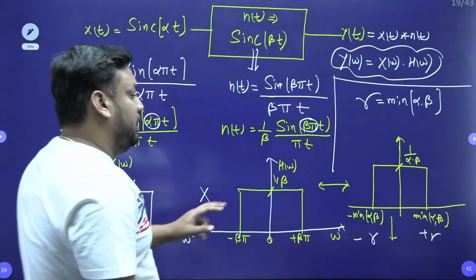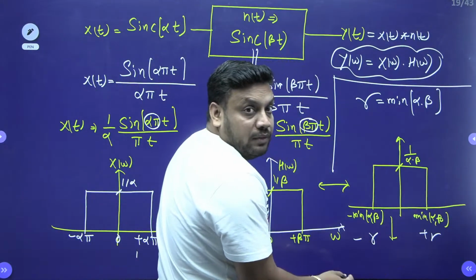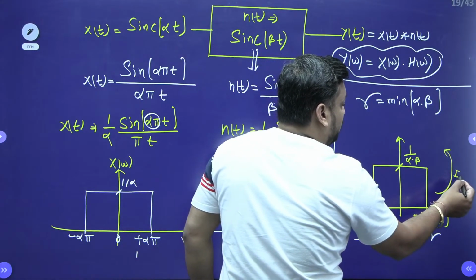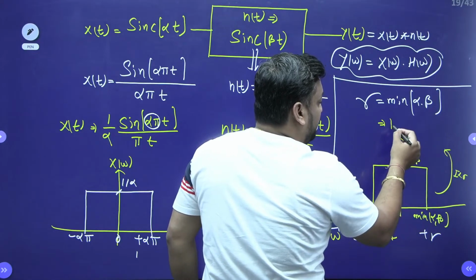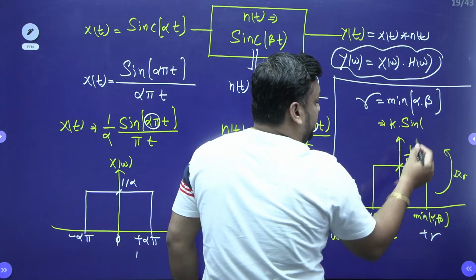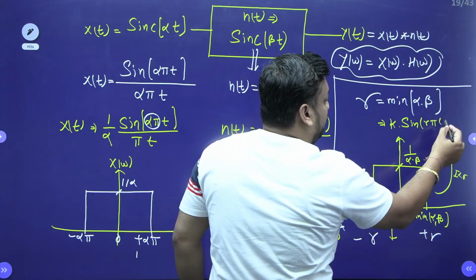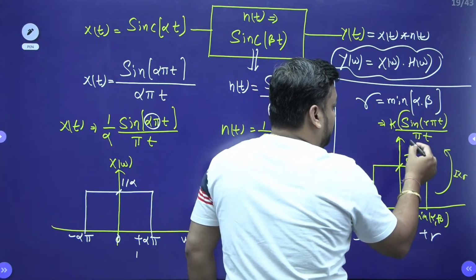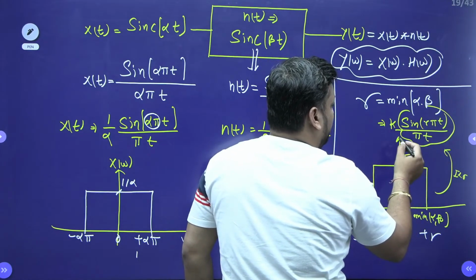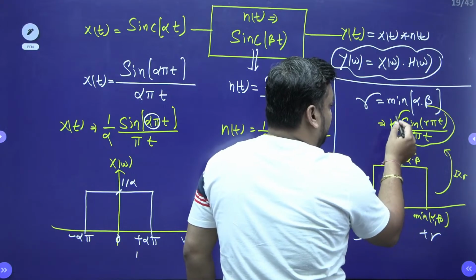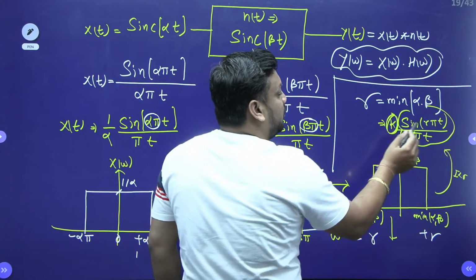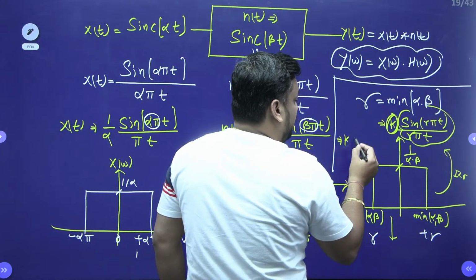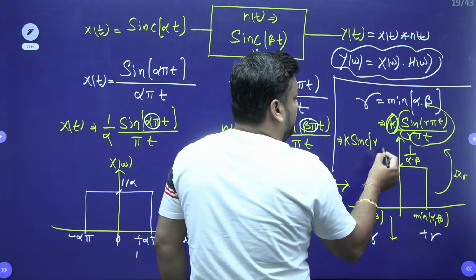Why? Because if I take its inverse Fourier transform, you will actually get k into sine of gamma pi t upon pi t. And if you write this, then you can convert this function into a Sinc function also. If I multiply with gamma, whatever the constant is, it is nothing but k. So sine of gamma pi t upon gamma pi t will become k into Sinc of gamma t.